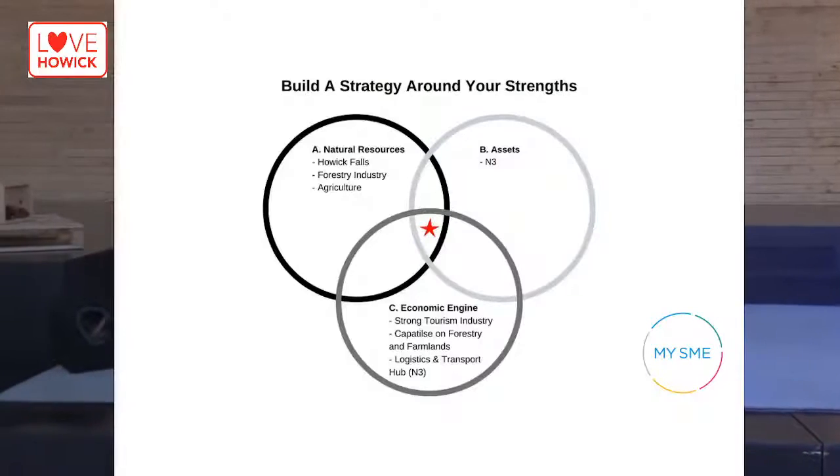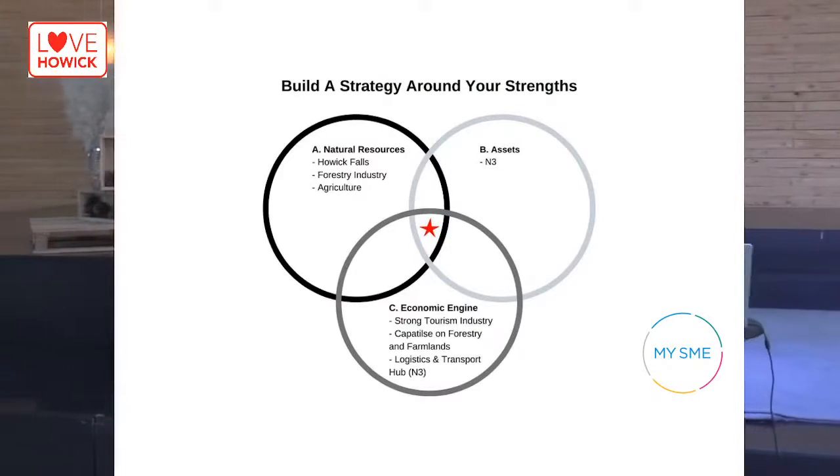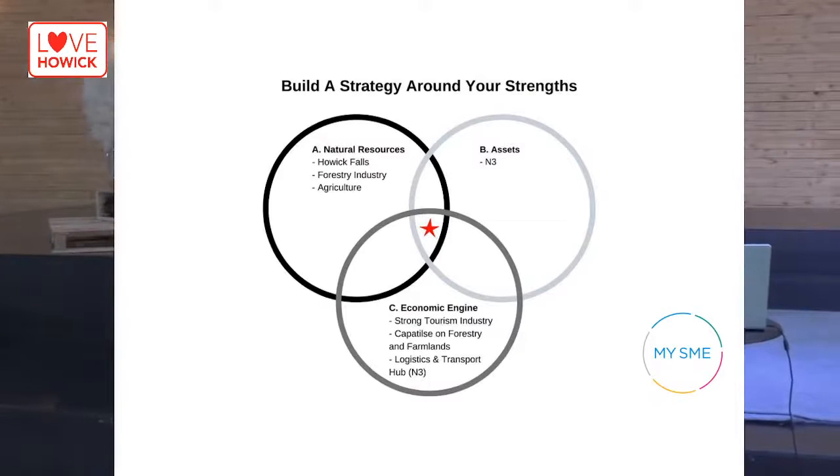Right. Secondly, you got to take a look at the assets. You've got one massive asset in Howick. The N3. It's huge. It's when it's not blocked. That's why we're here, to shine the light. So you've got the N3, and what the N3 provides you is traffic from point A to point B. The question becomes, how do I get the traffic to stop and spend money? That's what you got to ask.